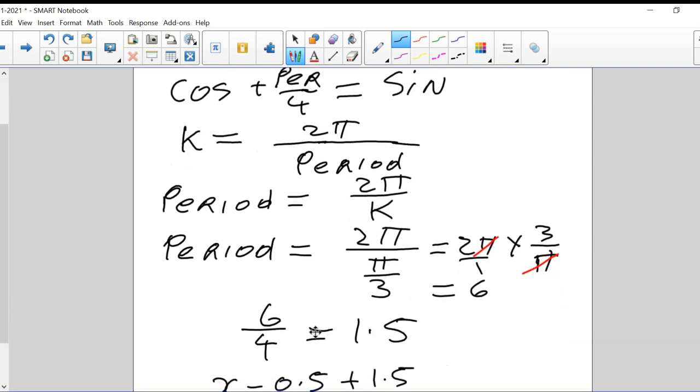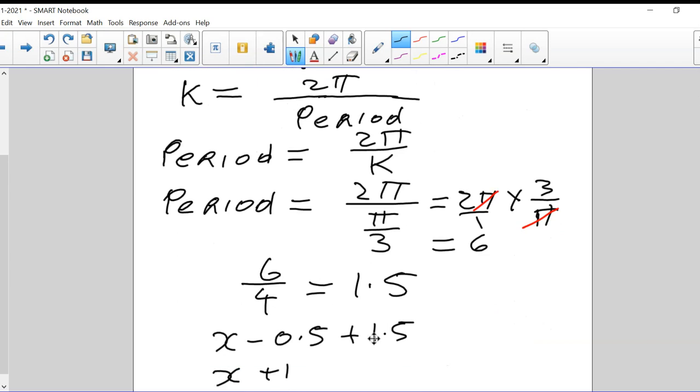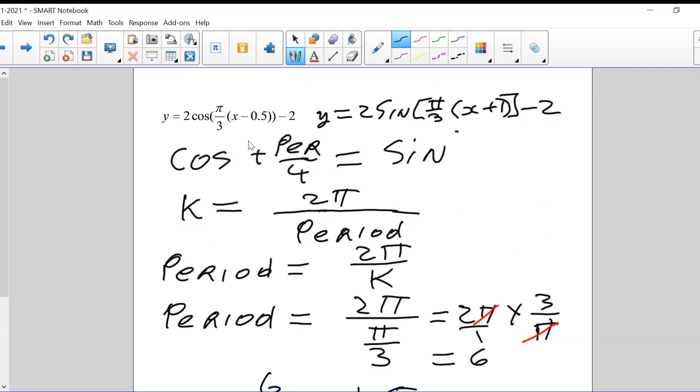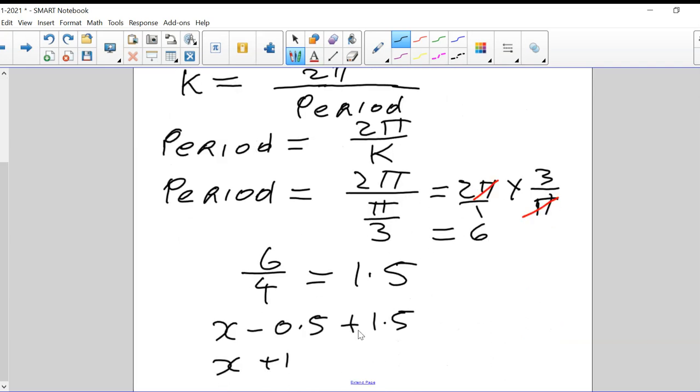I took that 6 and divided it by 4. Then I took that and added it onto the current phase shift. It was x minus 0.5. That's my phase shift right here, x minus 0.5. So x minus 0.5 plus 1.5 is x plus 1. All right? So that's the process. Let me move forward now.